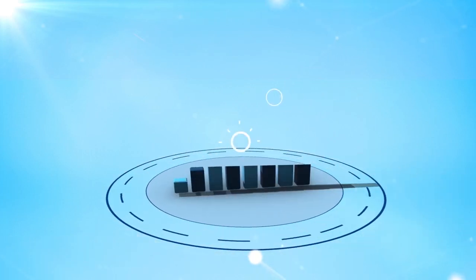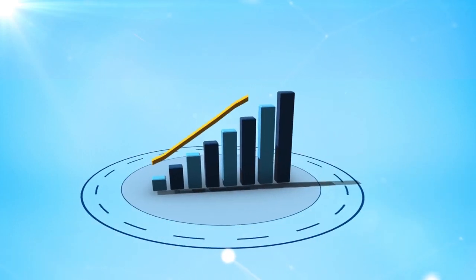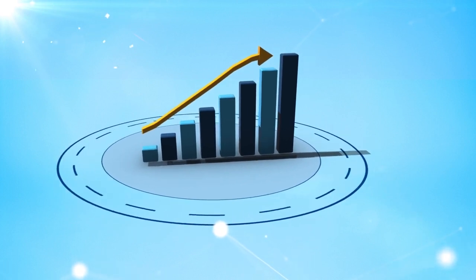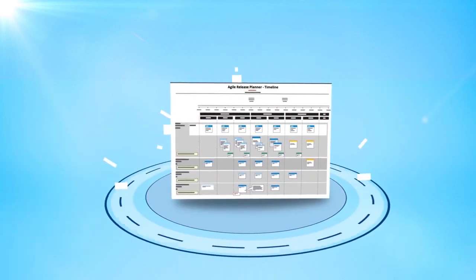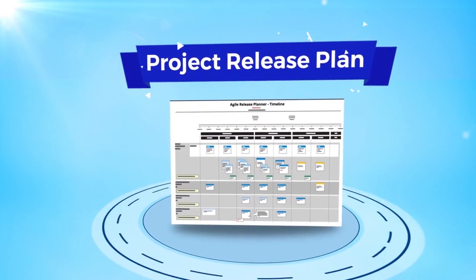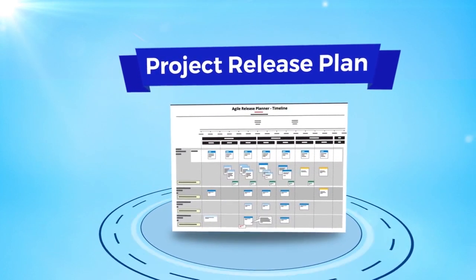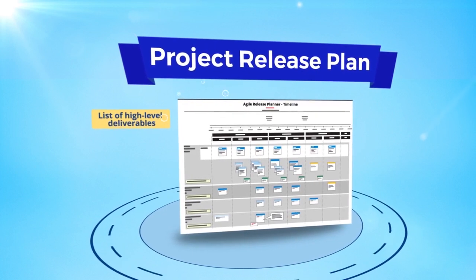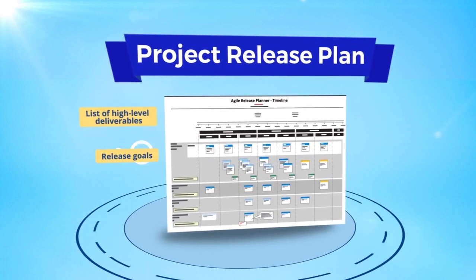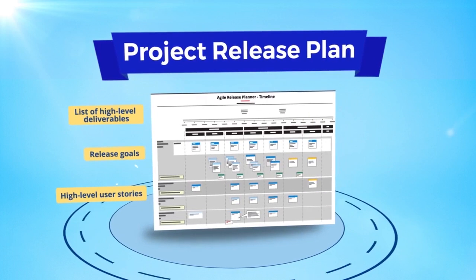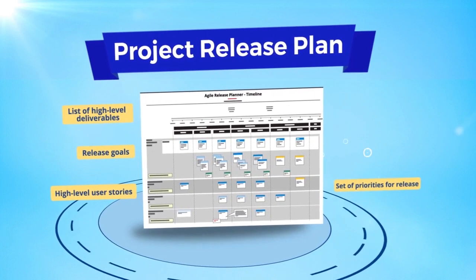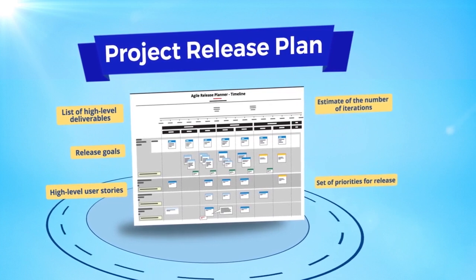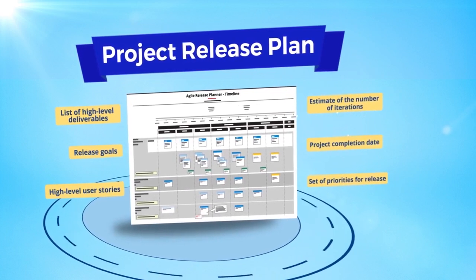Tracking project progress is important so you have a record of how the work being performed aligns with what was originally planned. One item that should always be kept updated is the project release plan. A release plan typically contains the following components: a list of high-level deliverables, the release goals, the high-level user stories, a set of priorities for the release, an estimate of the number of iterations, and a project completion date.